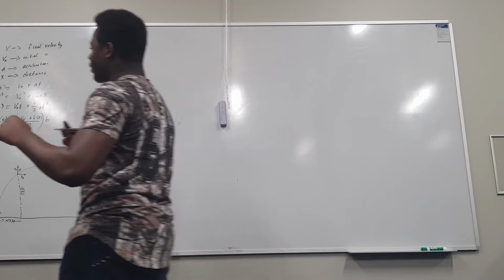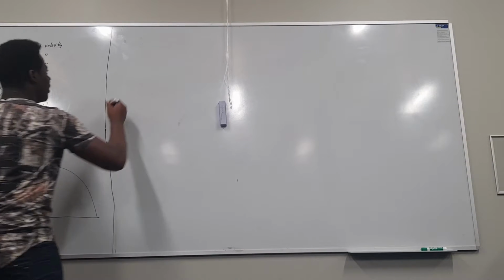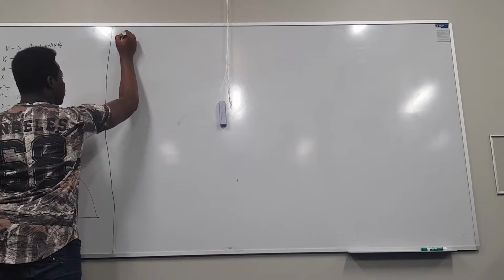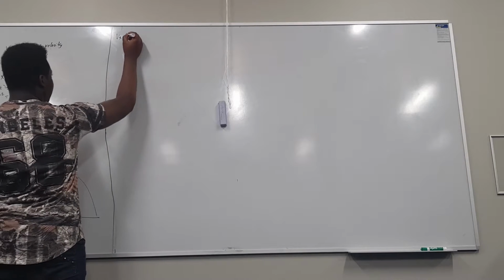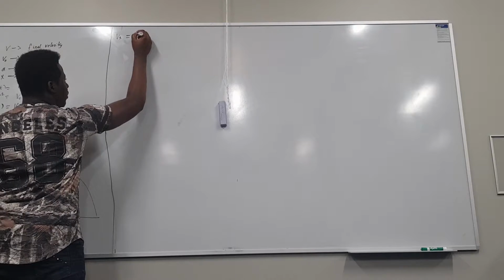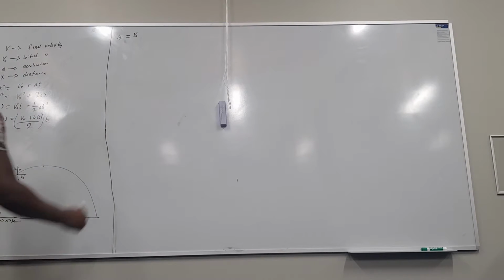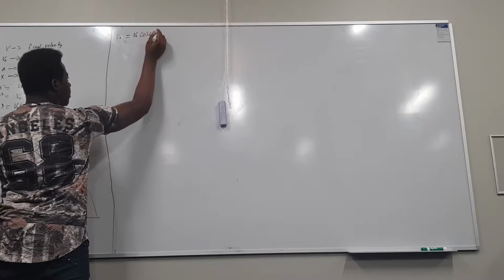Now we start to write the equations. So v of x is equal to the initial velocity u. Well, we call the initial velocity v naught. So v of x doesn't change. That'll be v naught cos of this angle because it's horizontal. So cos theta.